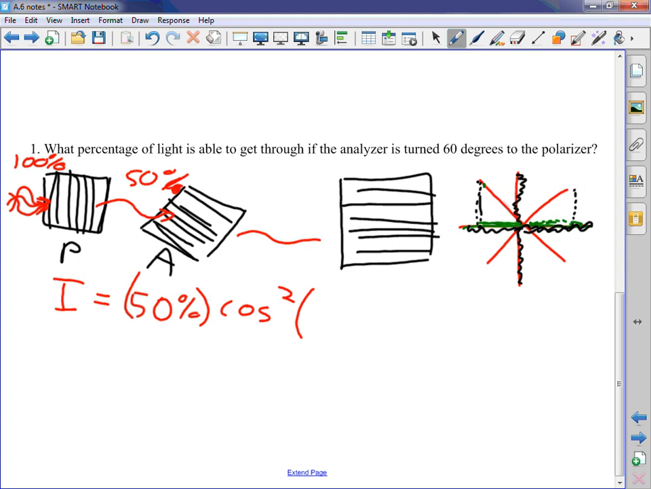Cosine squared of my angle, 60, and this is in degrees. Make sure your calculator's in degrees. So just punch that in. And here's the thing, you can leave it as 50. Cosine squared of theta comes out to be a decimal number, and it is unitless. Whenever you take a cosine or a sine or some trig function of an angle, it comes out to be a multiplier, a scalar number with no units. Unitless scalar that's just a multiplier. So cosine of 60 degrees, square it, times 50, I equals.